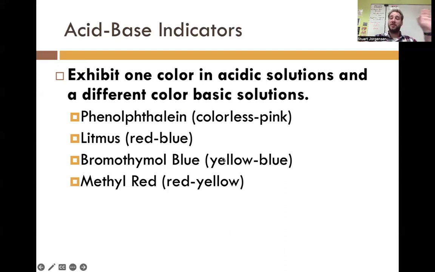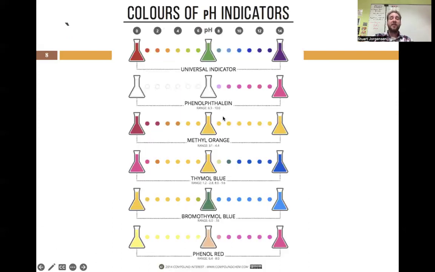So bromothymol blue, another indicator. It is yellow in a more acidic solution and blue in a more basic solution. Methyl red is red in an acid, yellow in a base. And so here, our first color that's listed is the acidic or lower pH color. To the right is the more alkaline or basic color. So we've got red in acid, blue in base for litmus, and so on. And there's a lot of these.